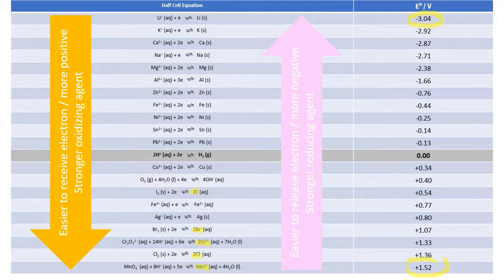Why is hydrogen's E0 value 0? It is because internationally, the hydrogen half cell is the standard electrode potential.